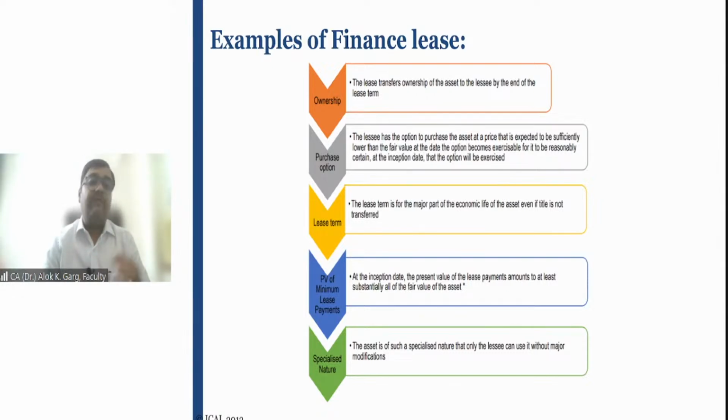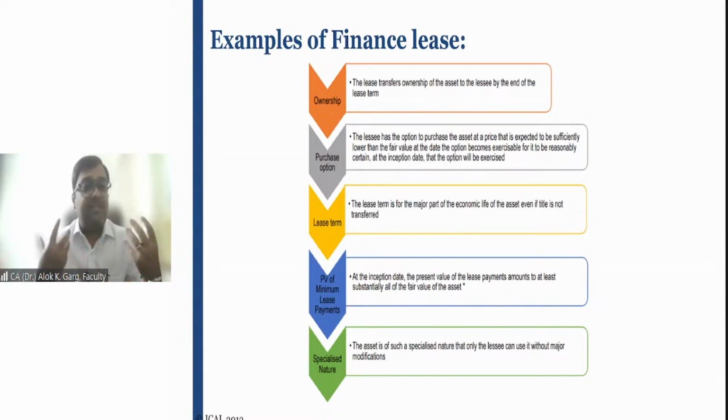Lease term. If the lease term covers the major part of the economic life of the asset, right? For example, the life of the asset is 10 years and the lessor has given this asset over a lease term for a period of, let's say, more than 75%, which is let's say more than 7 or 8 years, it will be considered as an example of finance lease, right? Present value of minimum lease payment. If the present value of minimum lease payment is equivalent to what? It is equivalent to the fair value of the lease asset. It is an example of finance lease.